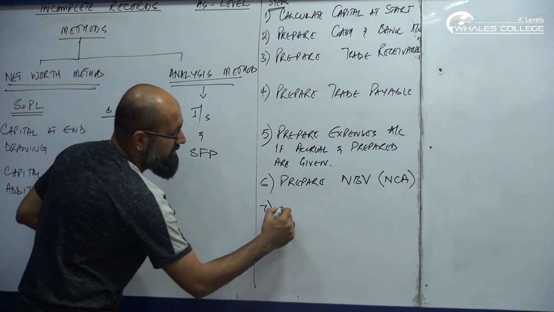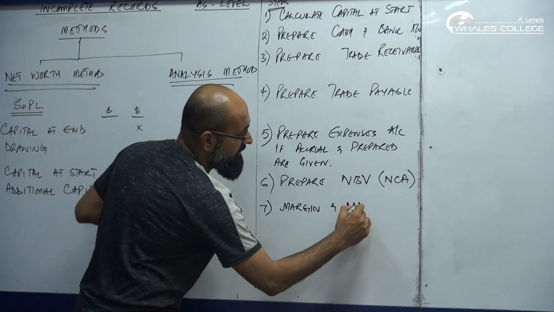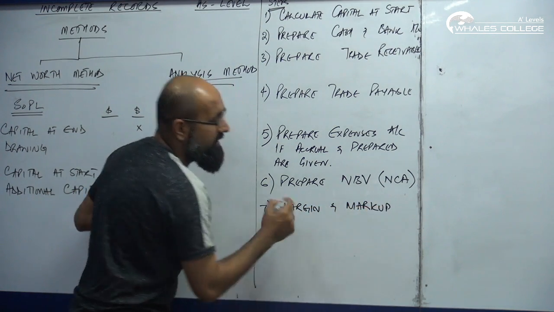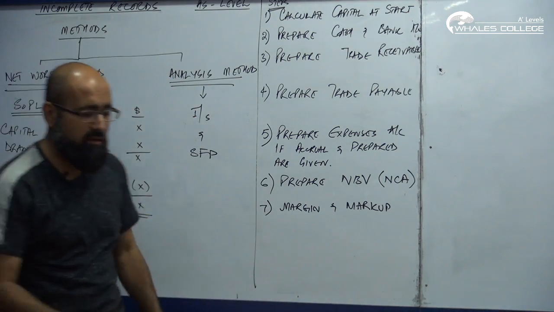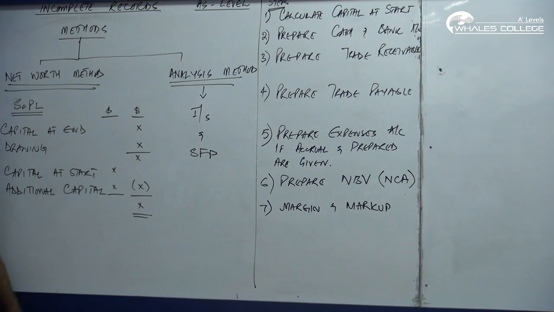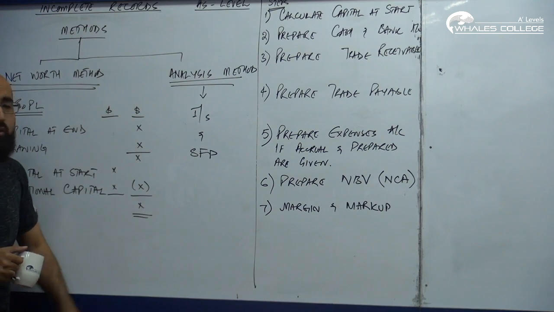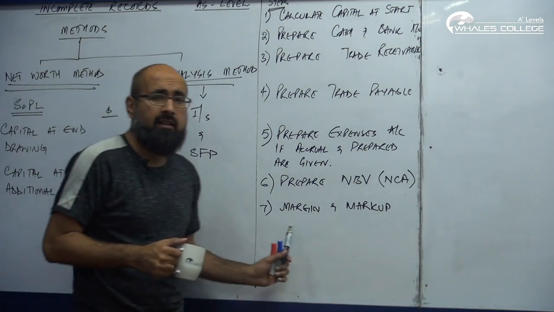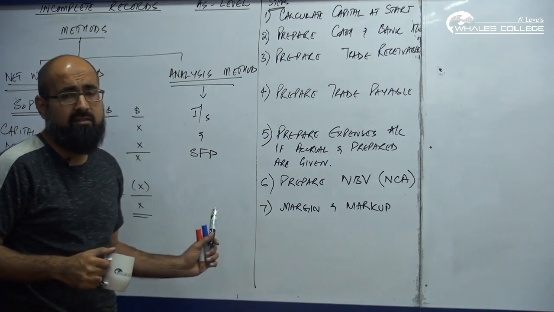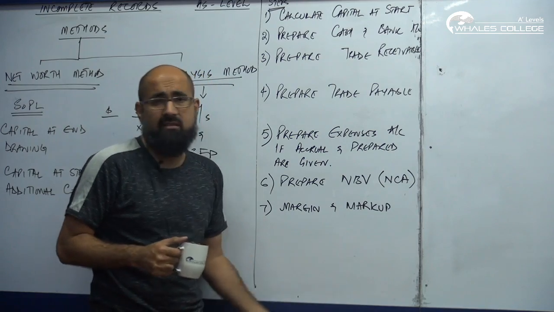Step number 7, markup and margin working. Exceptionally, sometimes, it's not in every question. Not in every question do you need to have this margin and markup working. It is very helpful in order to get closing inventory, sometimes purchases, sometimes sales can be calculated through markup and margin. Those who are used to working with the formulas, S is equal to C into 1 plus I or C is equal to S into 1 minus I, those who are used to them can get the values easily.